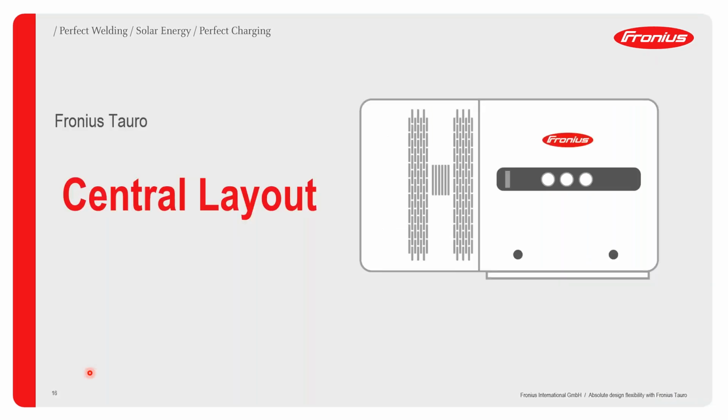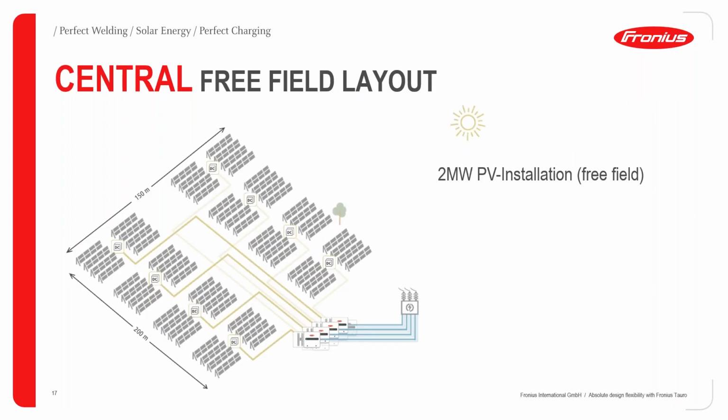Okay, so that's it for the direct version. Now we jump straight to the pre-combined version of the Tauro for the central layout. Also here I want to start with a free field layout. We also know this application from the beginning. We would have here a 2 megawatt peak installation, let's say, and this would be a possible way to interconnect them. I've already explained how this is working.